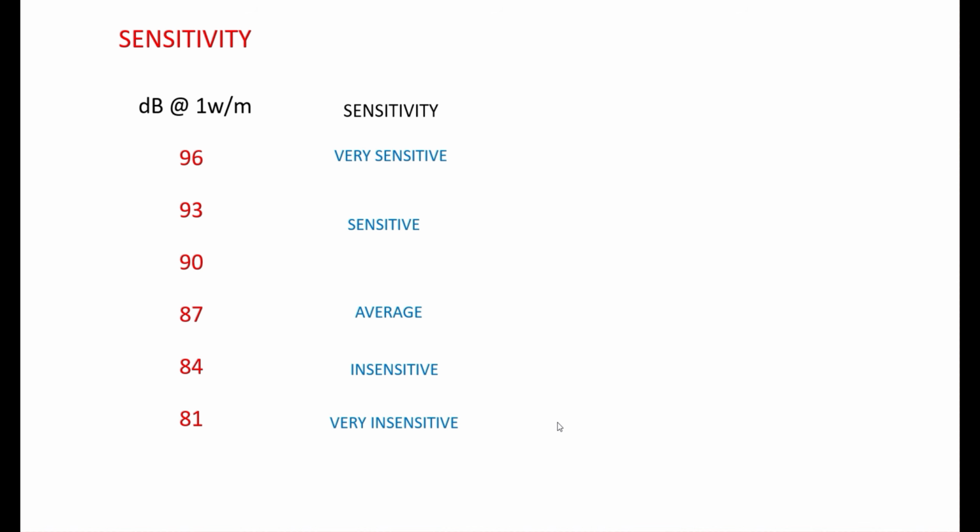What that means is you're going to need to put more power into insensitive speakers to get the volume out of them, right? To explain that, let's work out how many watts of power you would need to produce 96 dB. A 96 dB sensitive speaker would just require 1 watt, and it would produce 96 dB. That's 1 watt in, 96 dB. That's what this 1 watt per meter means, right?